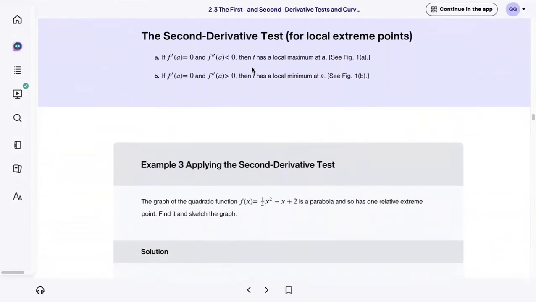So let's see the second derivative test. Once we find a critical point, if the second derivative is less than 0, then f is a local maximum. What does second derivative less than 0 mean? It means it's concave down, right? If it's concave down, it has to be a maximum. And if we find a critical point and it's concave up, it has to be a local minimum. It's very intuitive.